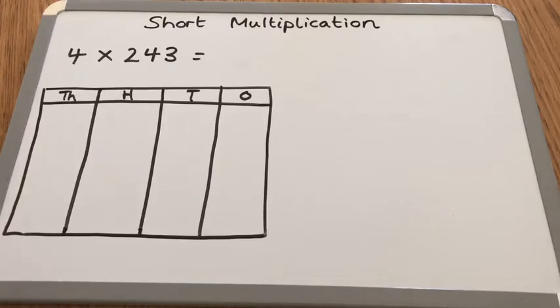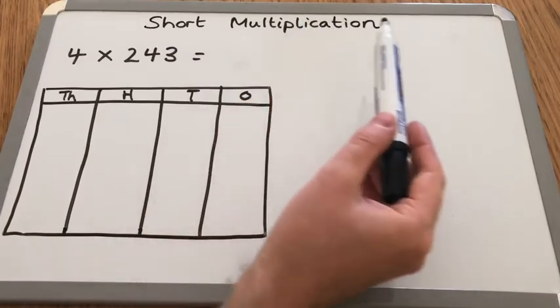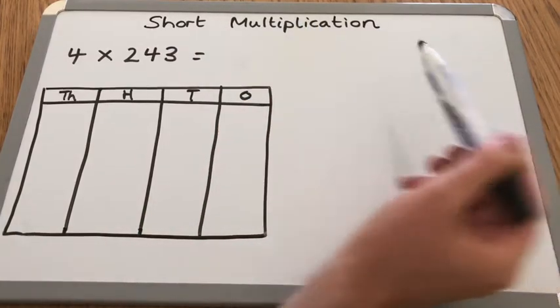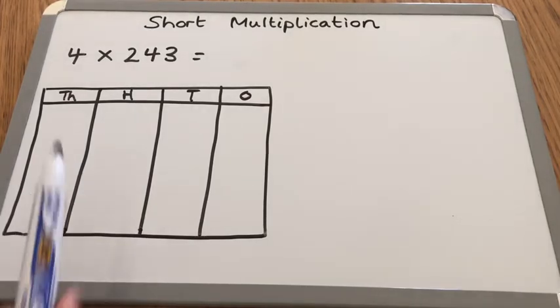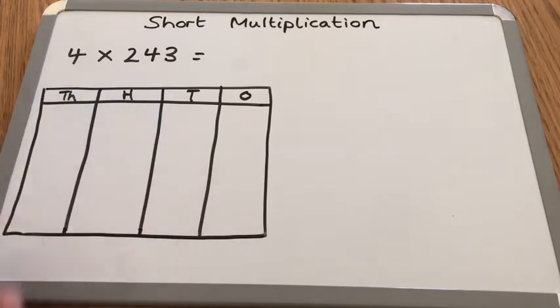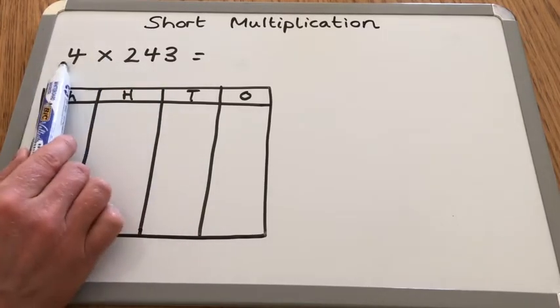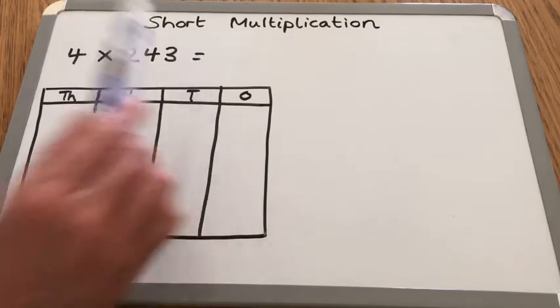Hi everyone, it's Mr. Wright here, and in this maths video we're practicing short multiplication, which is the formal written method when we're multiplying larger numbers. It's set out just like column method in addition and subtraction. We're going to be multiplying a 3-digit number by a 1-digit number. We'll use our grid to help us. So 4 times 243 equals.